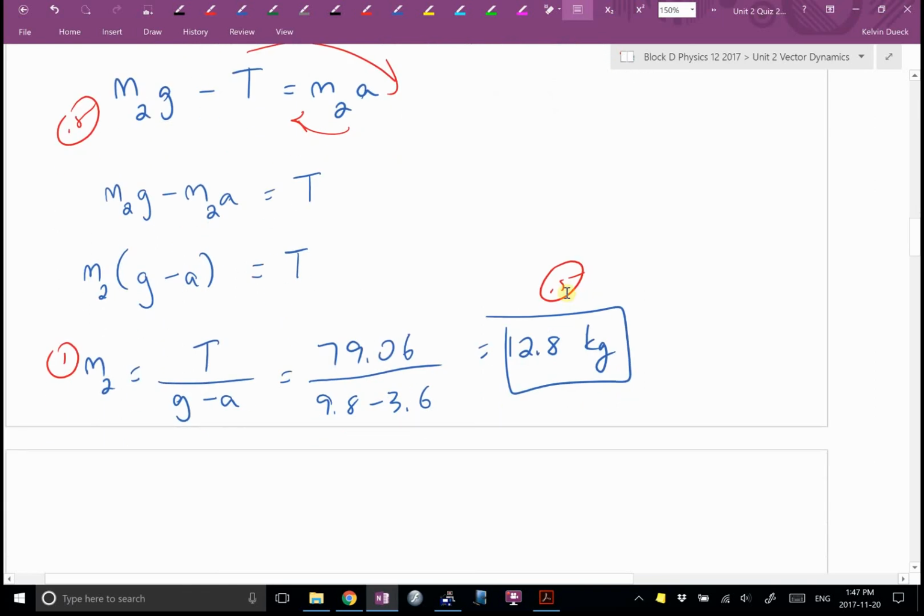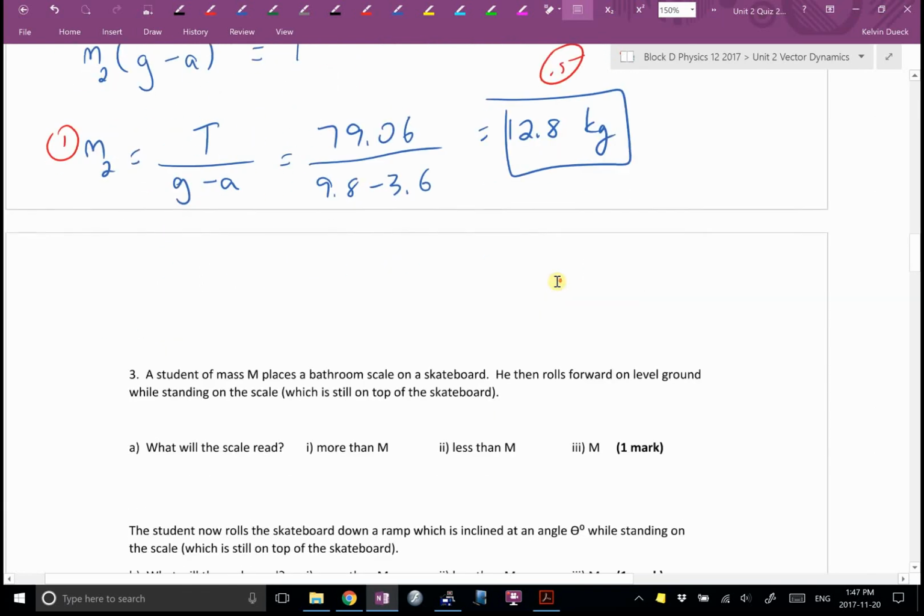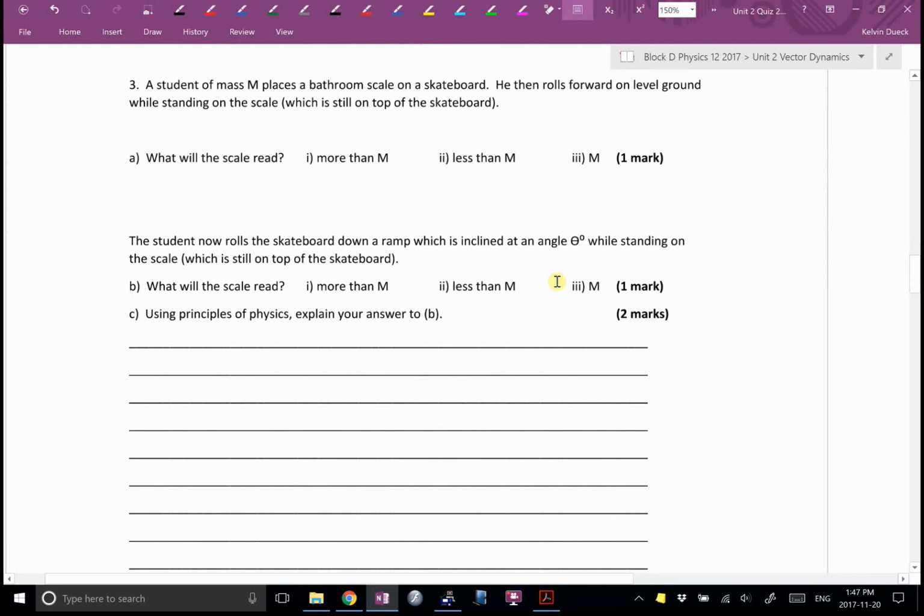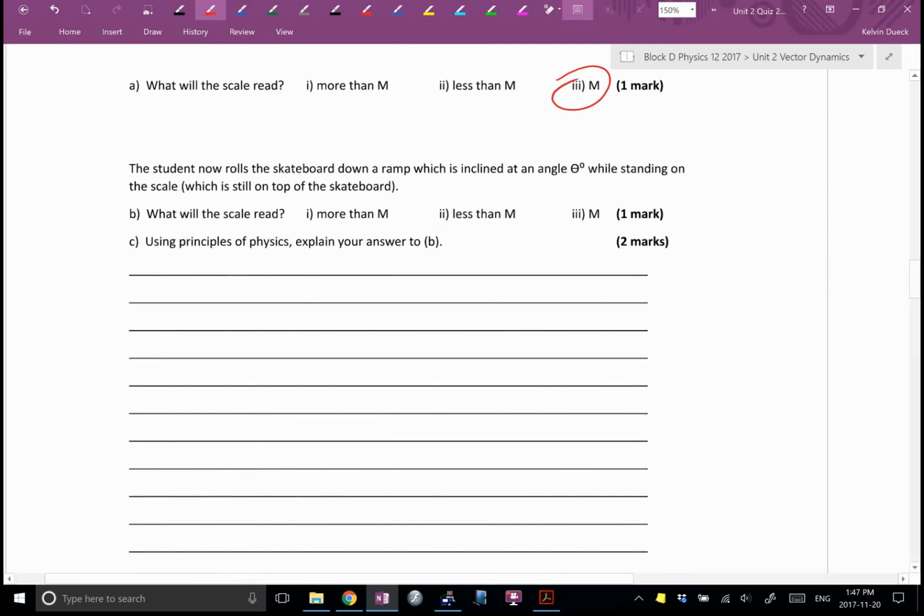Then I would turn the page. A student of mystery mass M places a bathroom scale on a skateboard. He rolls forward on, you know what? If you're on level ground, the scale reads the same. What's more interesting is part B: more than M, less than M, or M. You know, I think I'm going to draw this.